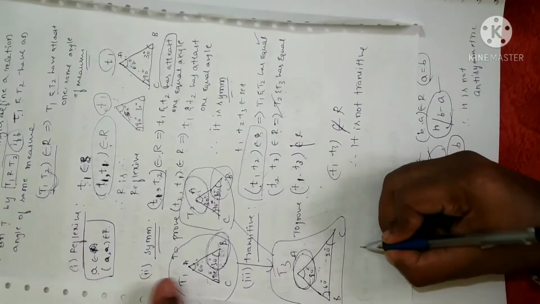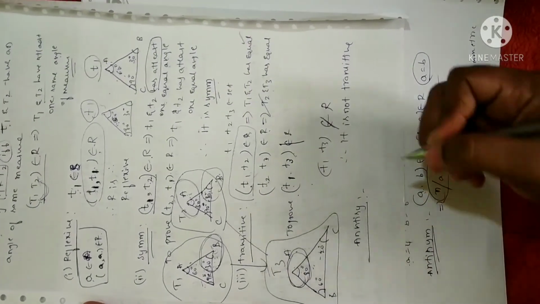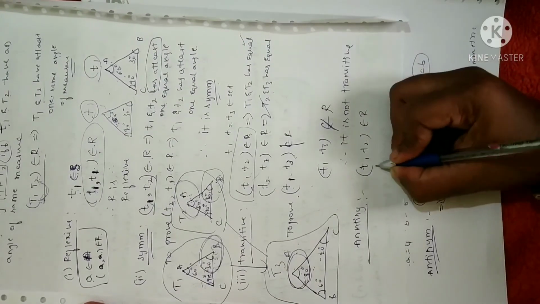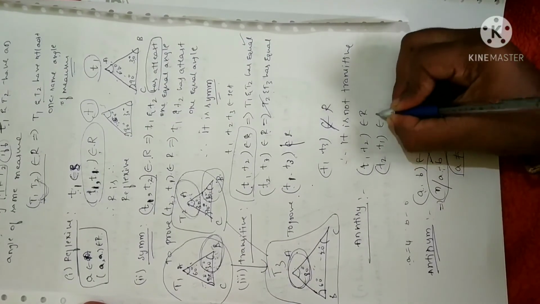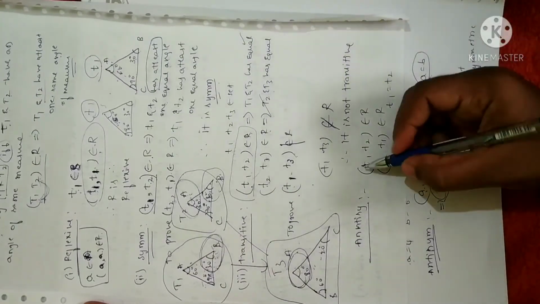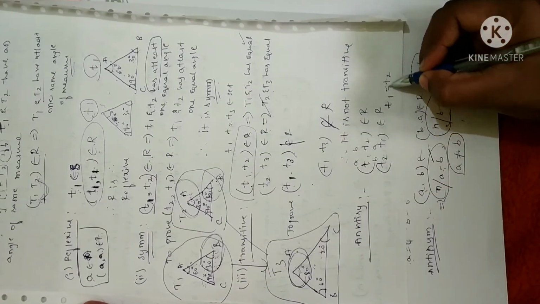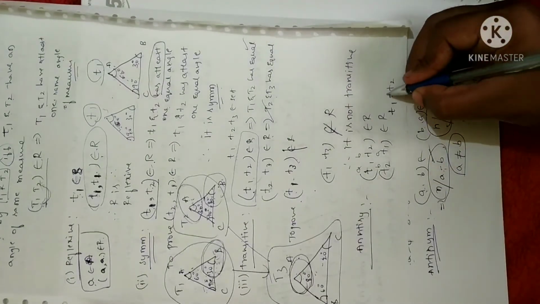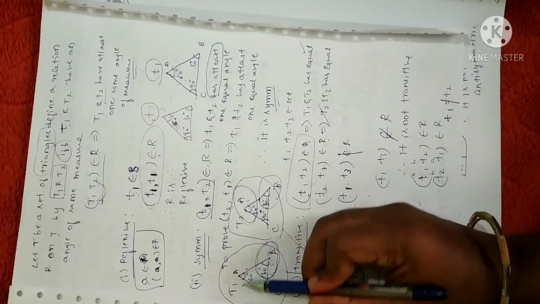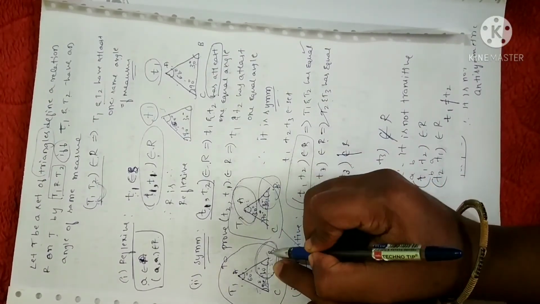Fine. Now, coming to the antisymmetric relation. For antisymmetric, suppose (T1, T2) is in R and (T2, T1) is in R, I have to prove T1 is equal to T2. Clearly it is not equal, right? Let me look at these two pictures. See here, (T1, T2) belongs to R. Why? Because it has one common angle. Angle A is equal to angle B.